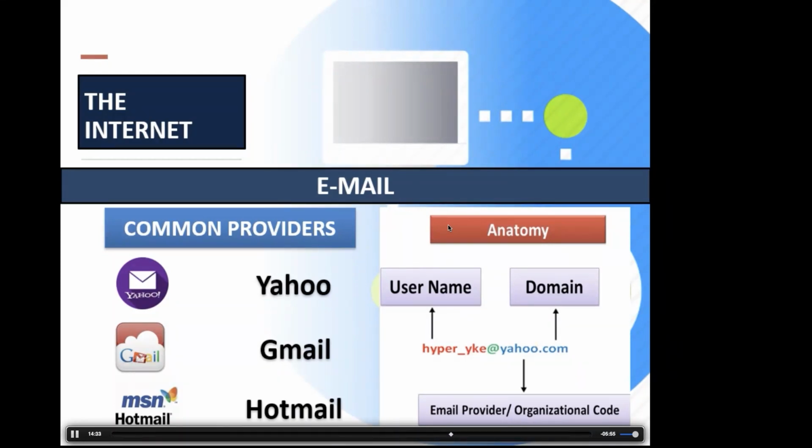Nurses must refer to their organizational policies on how to make an email address in an organization. The email provider or the organizational code denotes the email provider such as Yahoo Mail, Gmail, or Hotmail, or the organizational code in conjunction with the organizational website, such as at Microsoft. Domain corresponds to the high-level domain names that were shown to you a while ago.